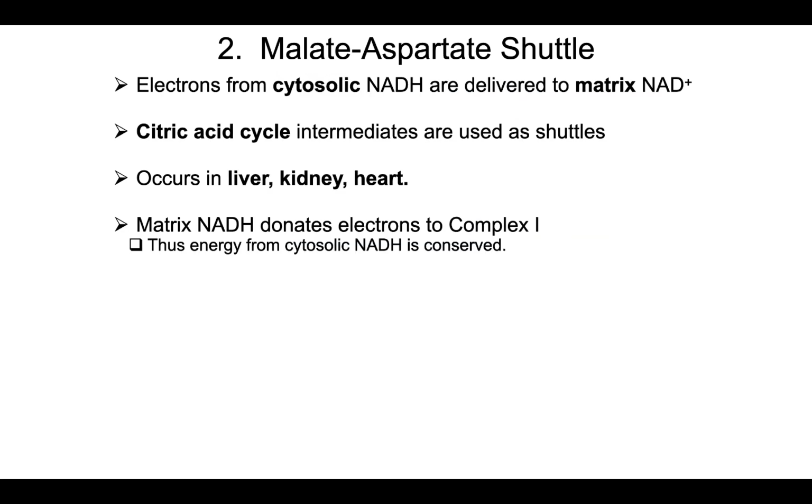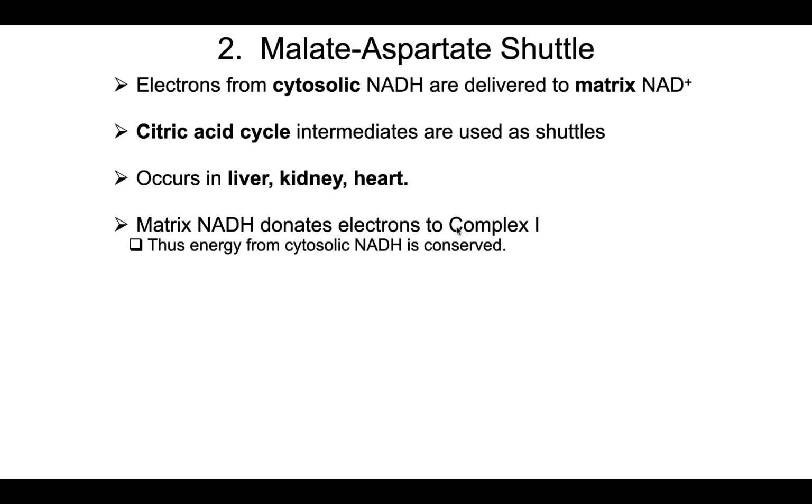Now, the malate aspartate shuttle is a little bit more complex, and it takes advantage of those electrons riding on the citric acid cycle intermediates, and it primarily occurs within the liver, the kidney, the heart. And the electrons from NADH in the cytoplasm are transferred to complex 1.